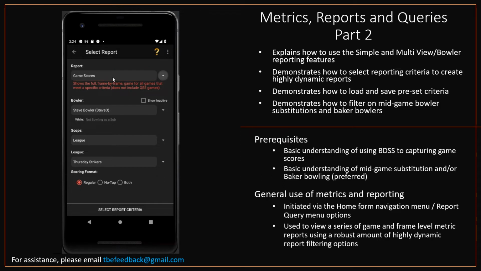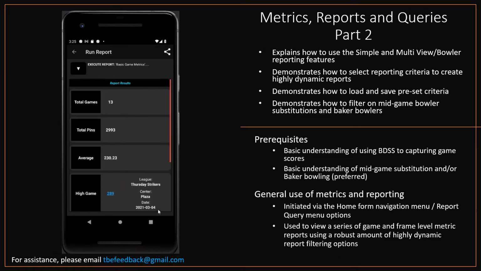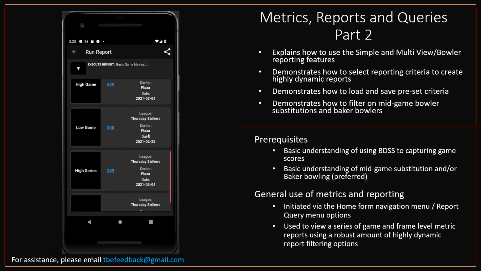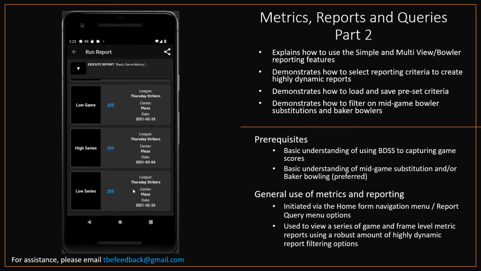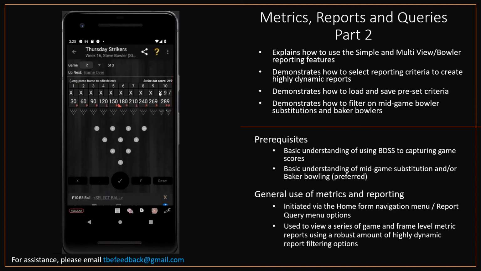And let's take a look at basic game metrics. Click select report criteria. I'm going to again keep the same filtering criteria, just click run. And we see basic game metrics is just that, just a very basic report that shows you total games, total pins, average, high game, the league of the high game, the bowling center, the date of the high game, low game, high series, and low series. You can click on any one of these links. I'll click on high game 289, and you can see it takes you directly to the game.